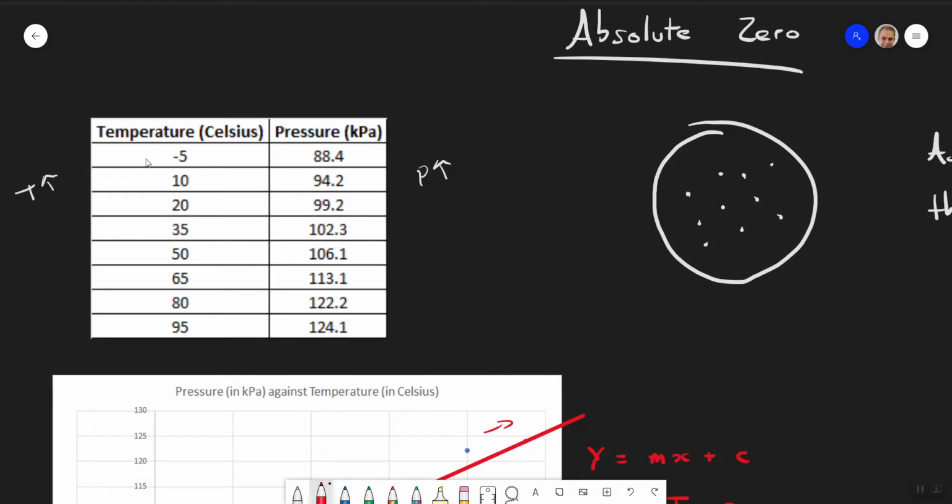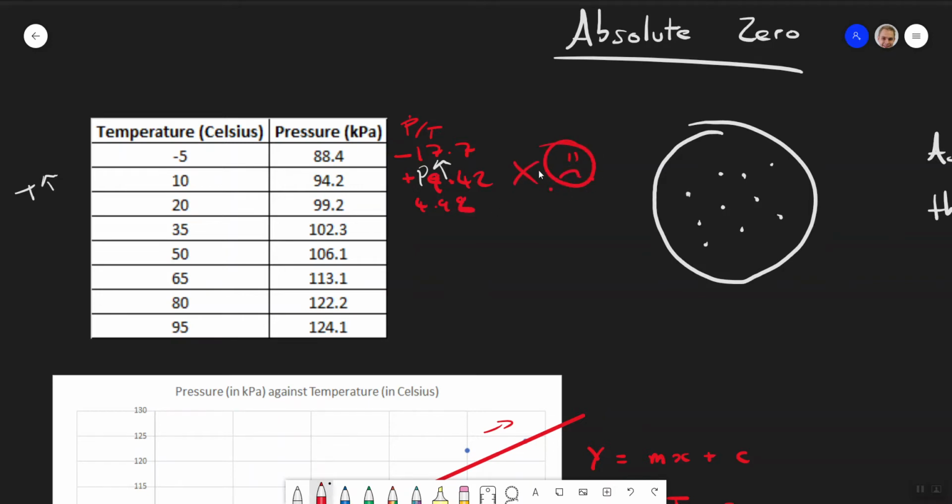Just to prove that, if I take these numbers and try to do pressure over temperature up here, you might notice this is going to go wrong very quickly, mostly because this first one's negative. So 88.4 over minus 5 is going to give me minus 17.7. Whereas 94.2 over 10 is going to give me plus 9.42, and then 99.2 over 20 is about 4.96. No, this does not work.